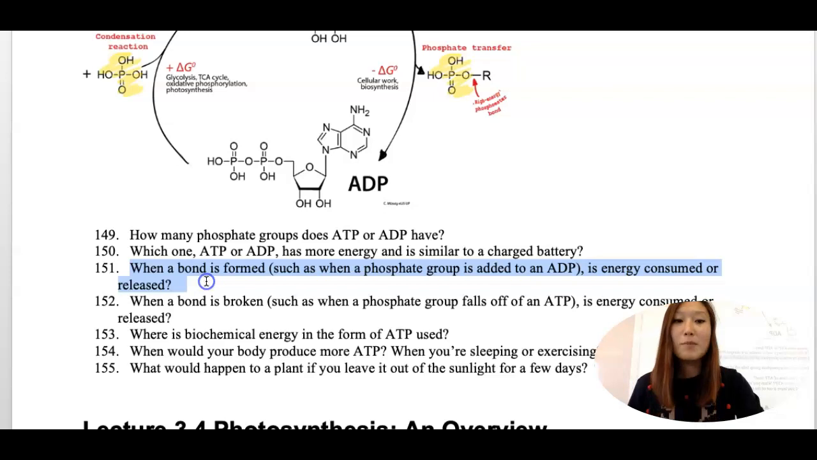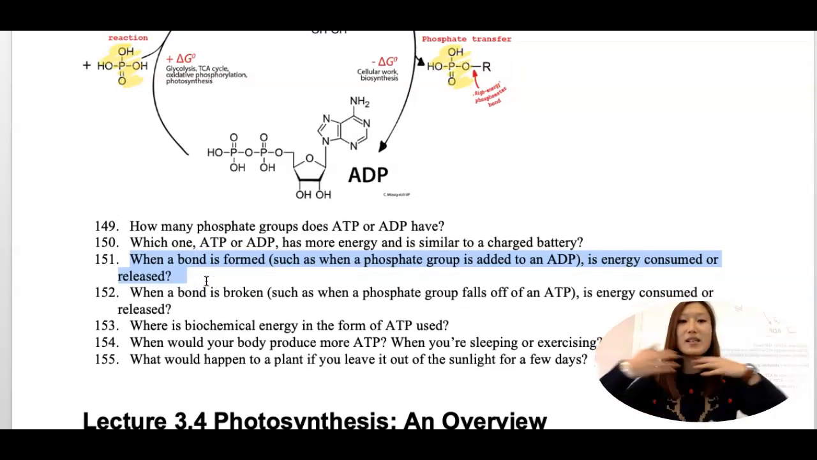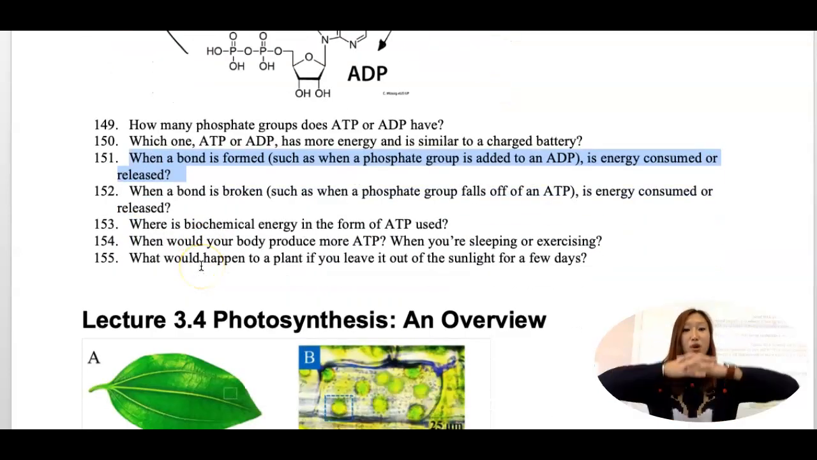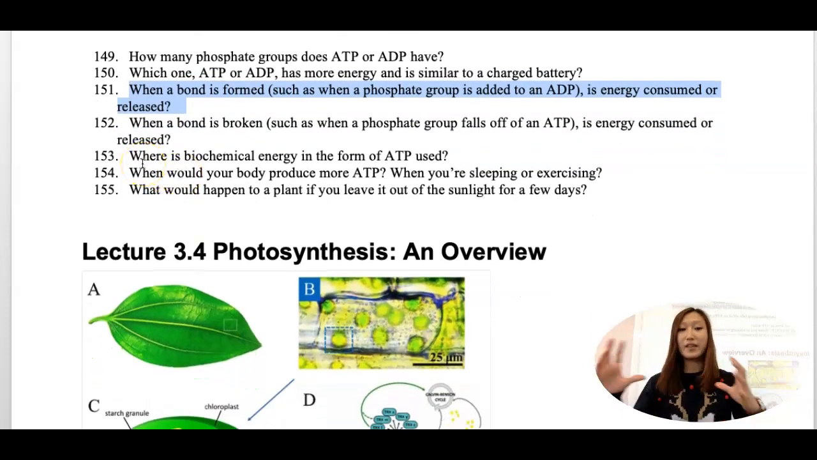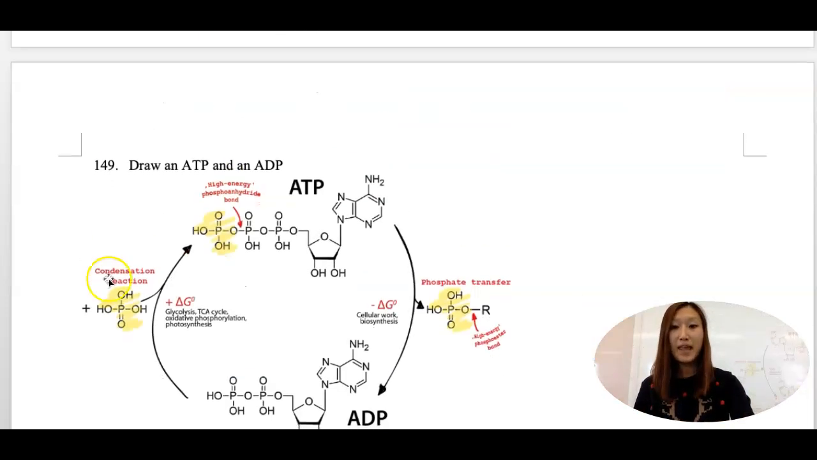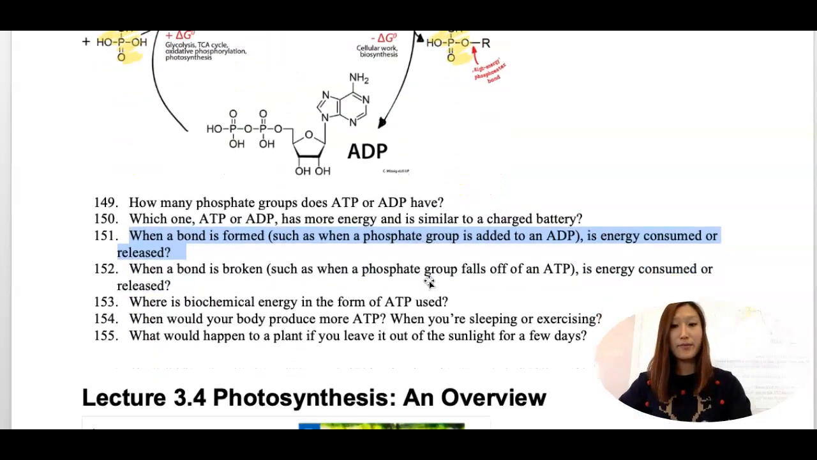When a bond is formed, again, if you're forming a bond, you're trapping energy into that bond. So for our purpose, we're saying the energy is being consumed. And when a bond is broken, then you're releasing the energy. So if you think about glucose, when we learn about cell respiration, we break down glucose into much smaller parts, and as we're breaking down glucose, we're able to release energy from the glucose. Same idea with ATP. When you break ATP apart into ADP and an extra phosphate group, then you release energy.